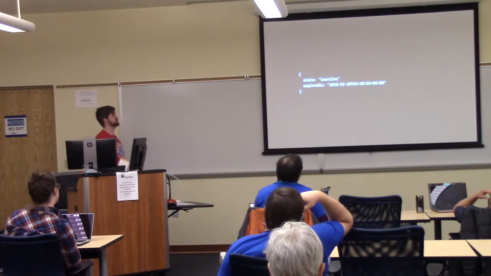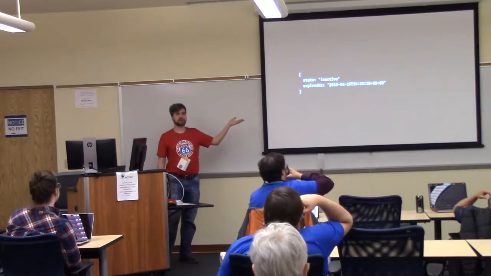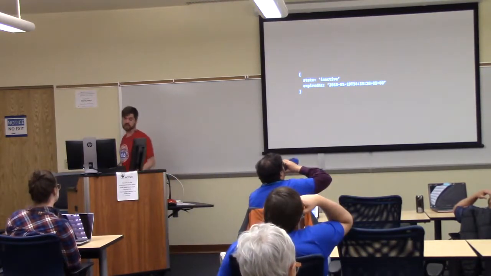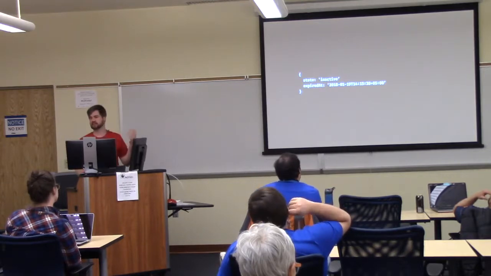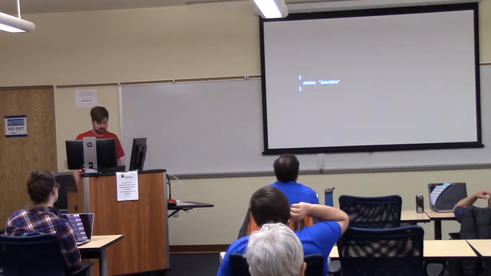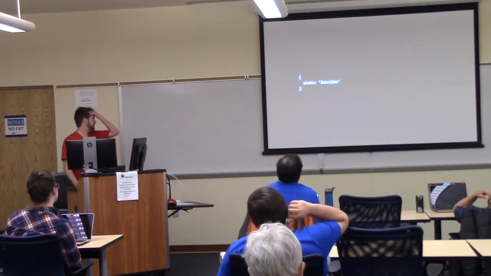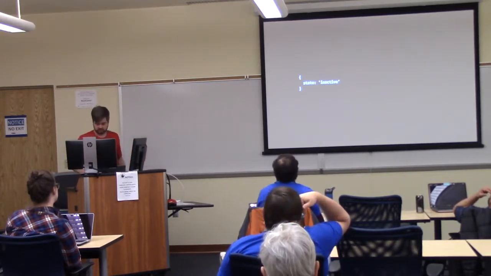This is the API response for an account that expired. It's got a state property that says inactive, and it has an expired at property that tells us the last time the account was active. This is the API response for somebody who never signed up for our service. They have no login credentials. We've never heard of them.